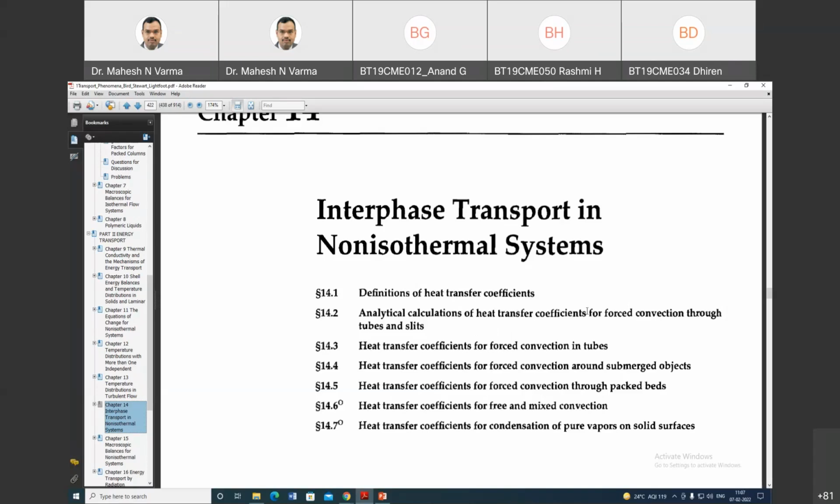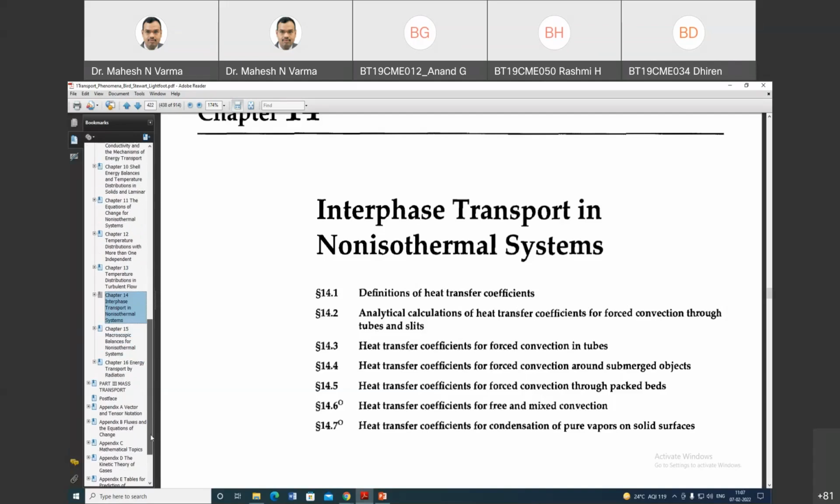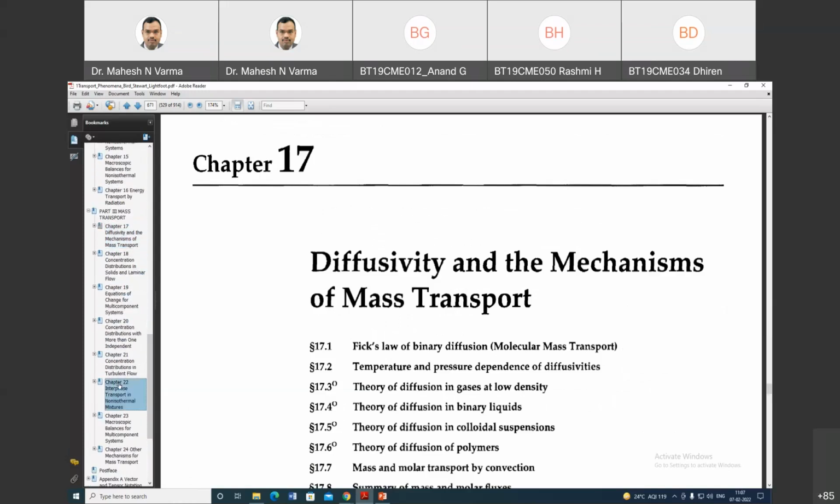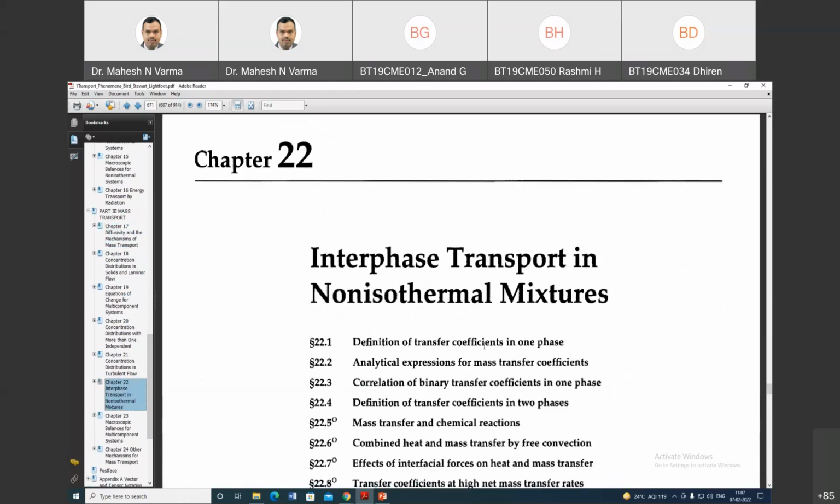So analytical calculation for the heat transfer coefficient, some of this is there. Similarly for mass transfer, you can see diffusivity and all, Fick's law of diffusion. And then here interface flux: the definition of mass transfer coefficient and analytical expressions for mass transfer coefficient.